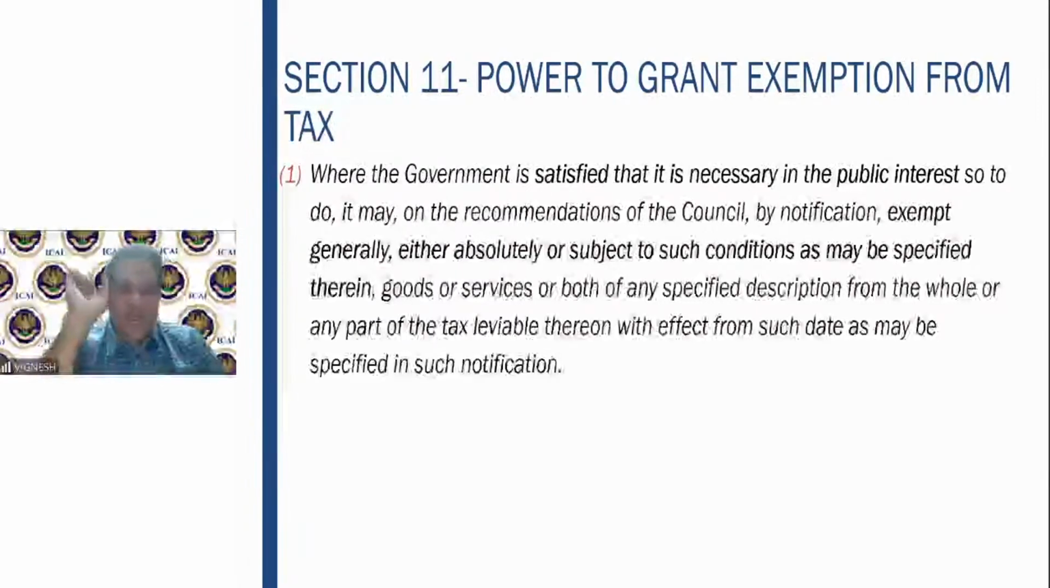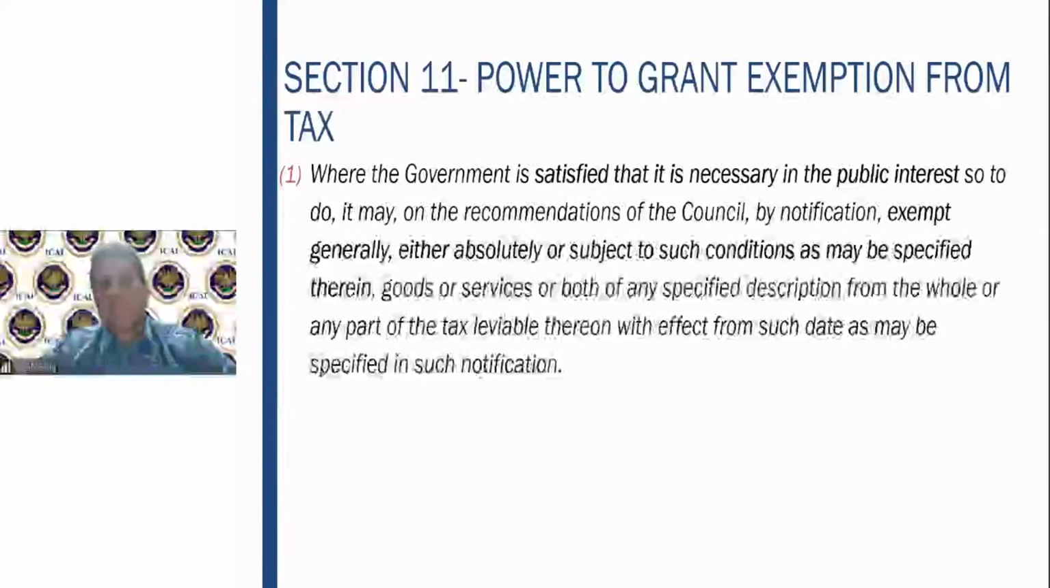So the important point is, when it is necessary in public interest, that is when the call to exempt the goods or services is taken. So once the government feels it is in the public interest to provide an exemption to a particular good or service, it refers it to the GST council.